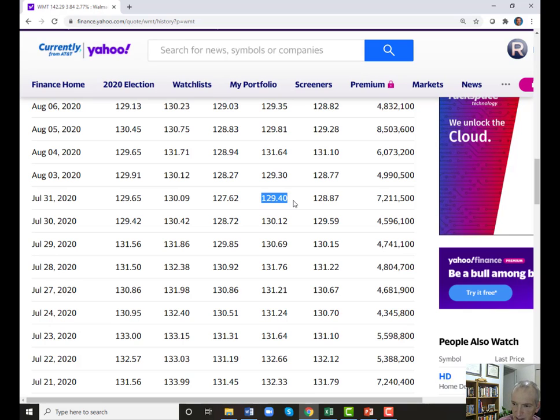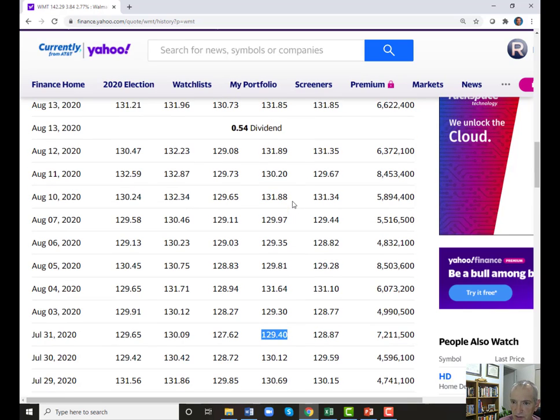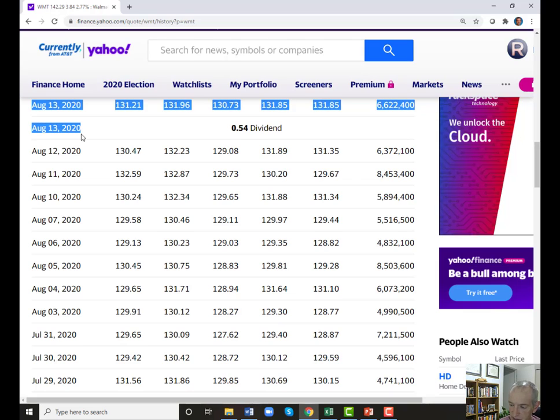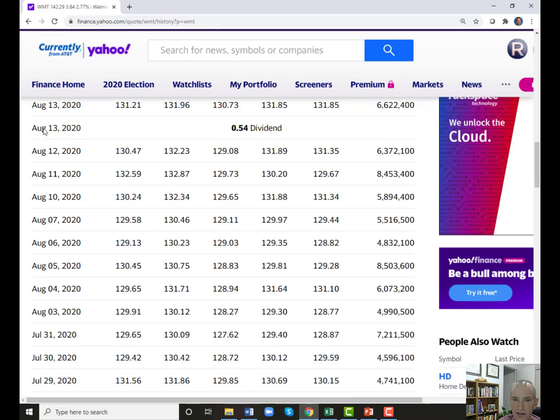Then we'll do August. We come into August. What you'll notice is August 13. So let's write that down. August 13, there's a dividend of 54 cents. So the question is, what is Yahoo Finance showing us on August 13?